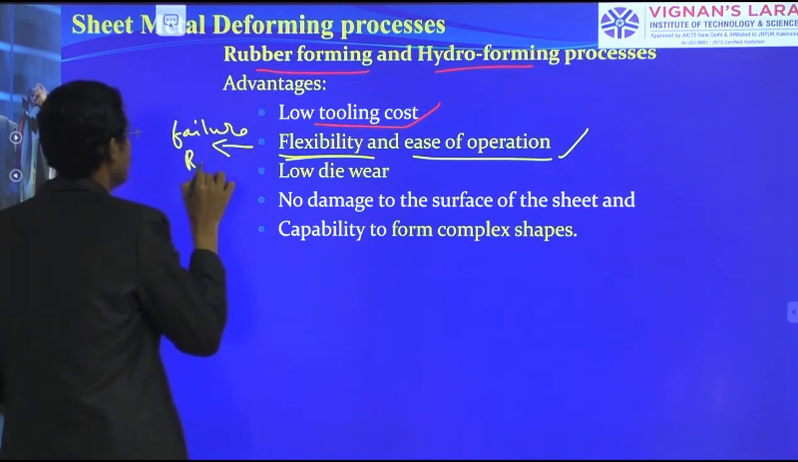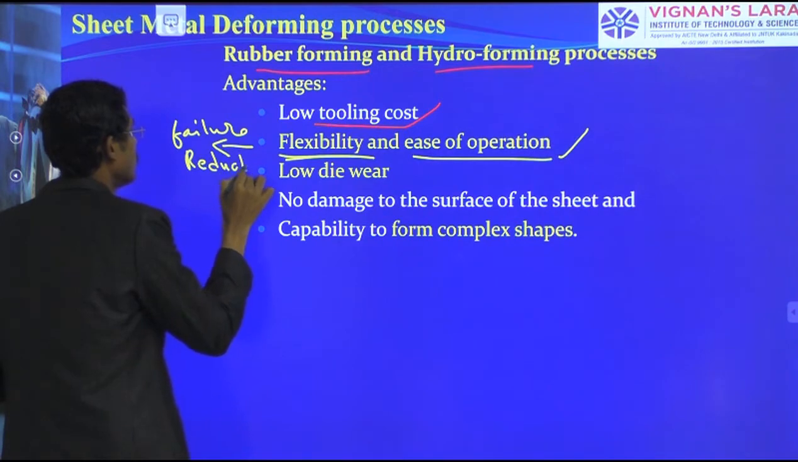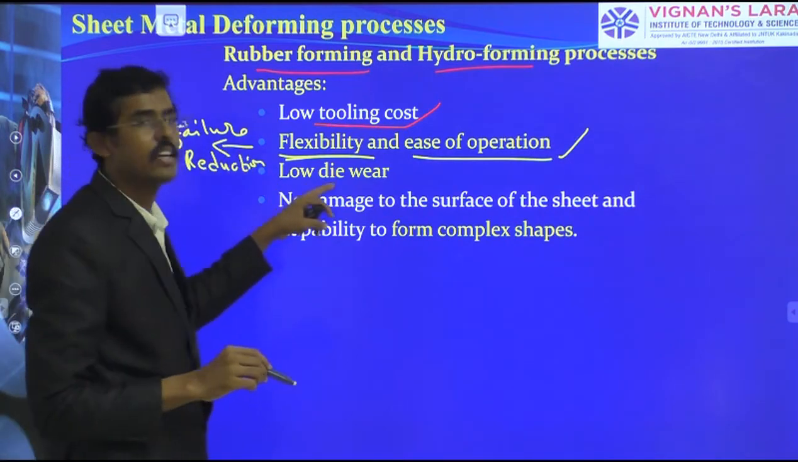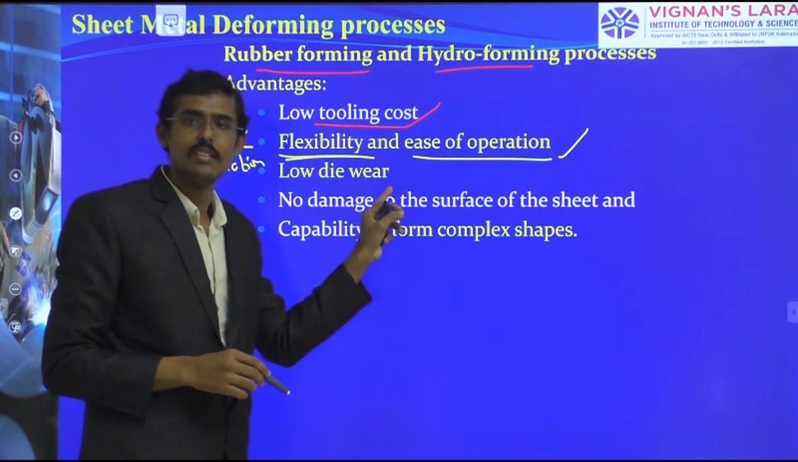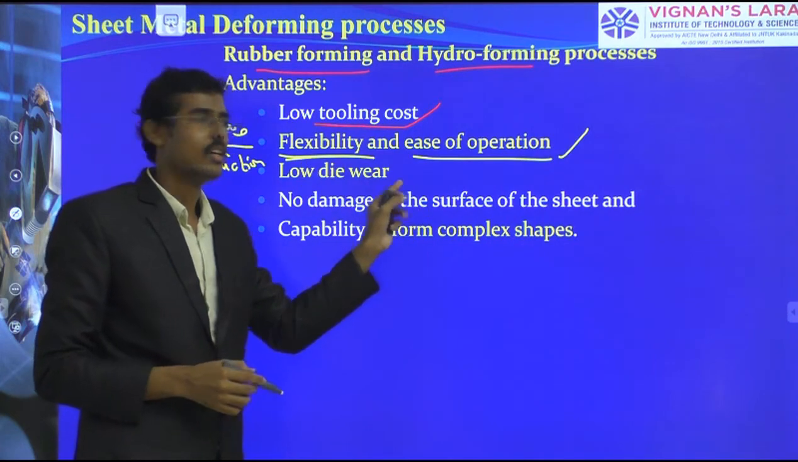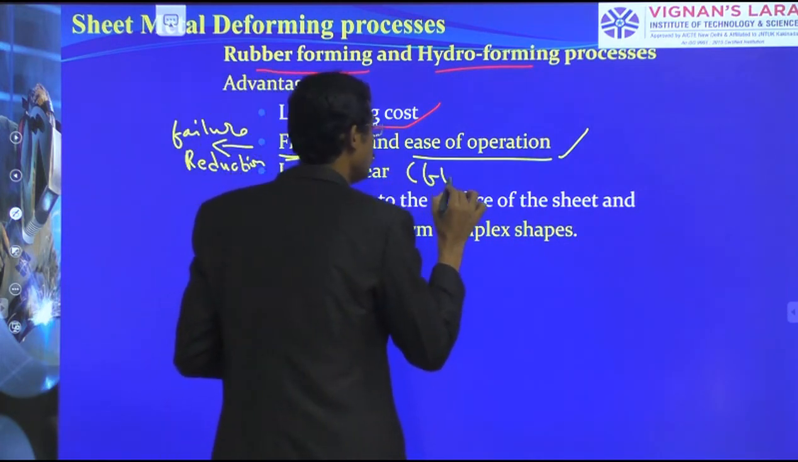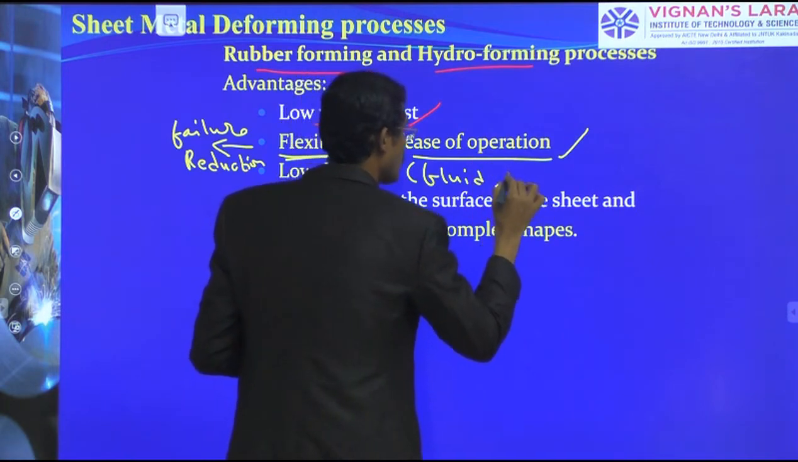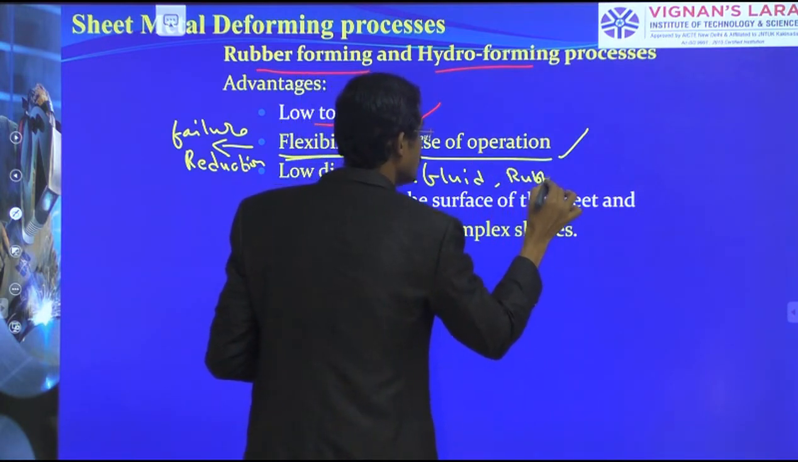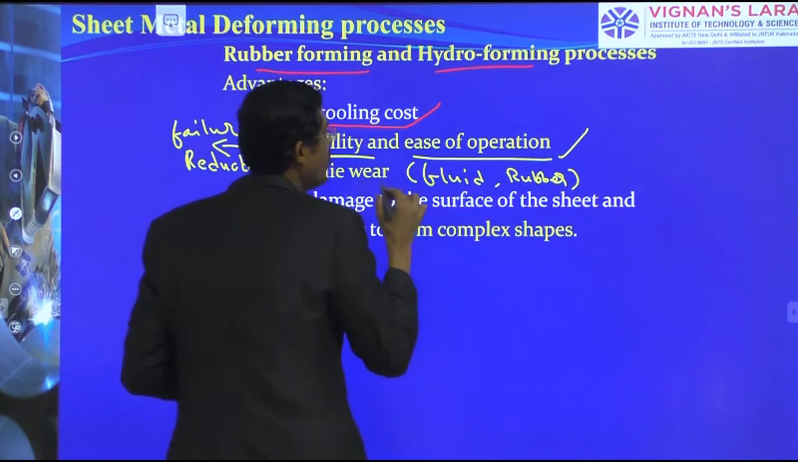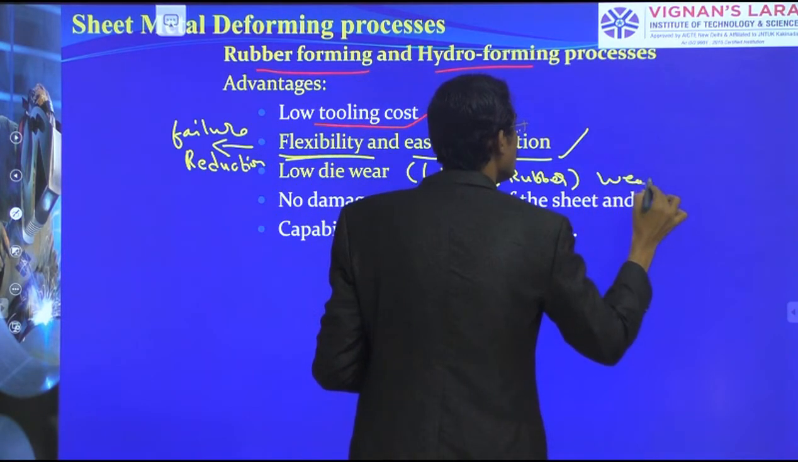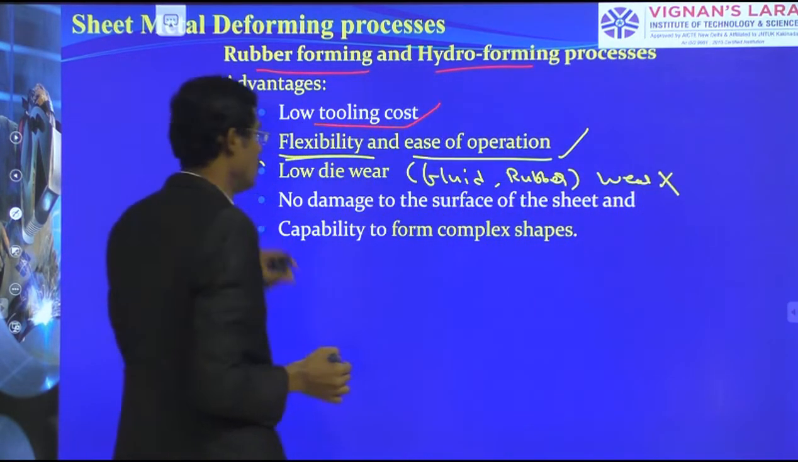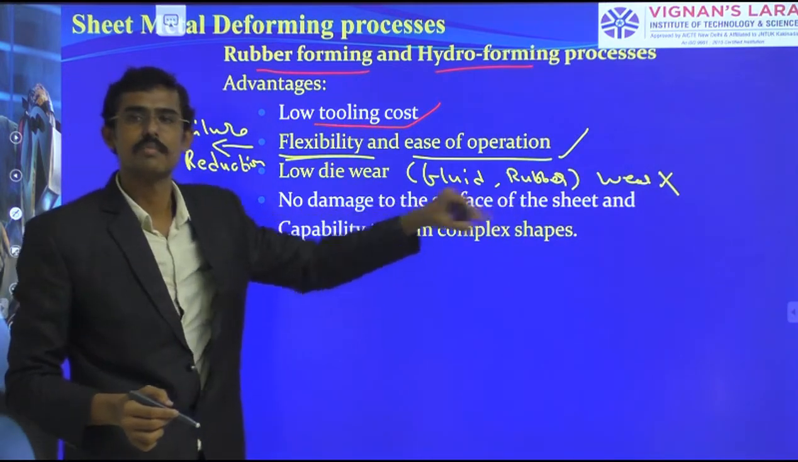Failure reduction. And a low die wears because we are using fluid. Therefore, the die is not going to wear. In one case we are using fluid, and in one more case I am using rubber. So these are the cases where I am avoiding wear. So wear is not formed, and there is no damage to the surface of the sheet.